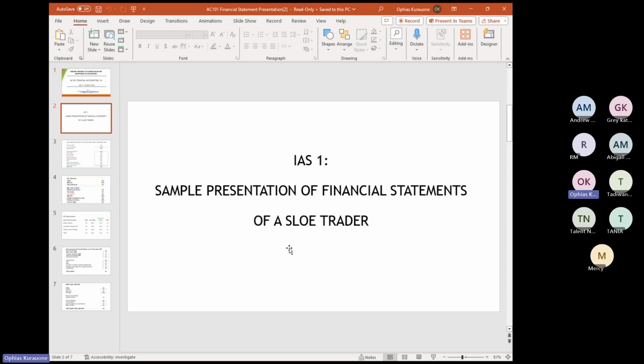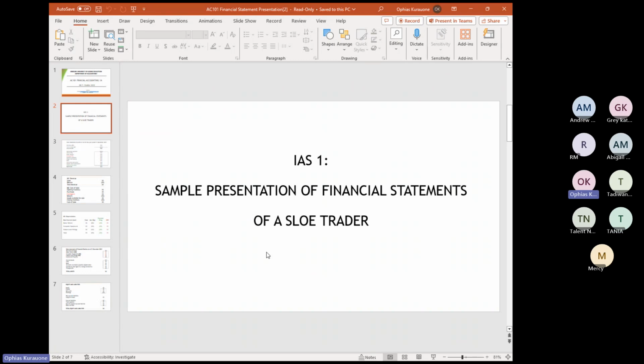Like what we said last time, our financial statements consist of a statement of comprehensive income, which is the trading and profit and loss account, a statement of financial position, which we can call the balance sheet, a statement of cash flows, a statement of changes in equity, and we also need relevant notes. These are very important financial statements which an entity or an organization is supposed to present to the users of the financial statements when they are required.